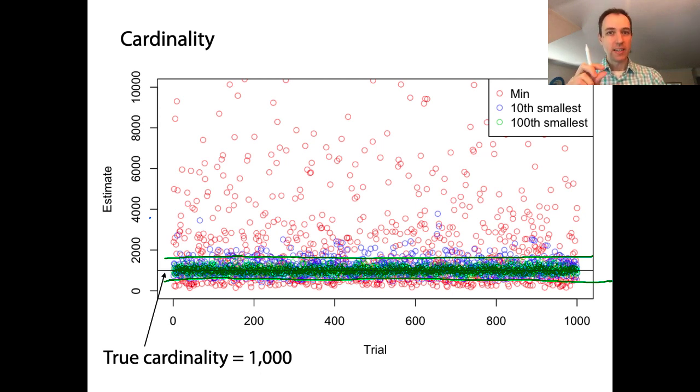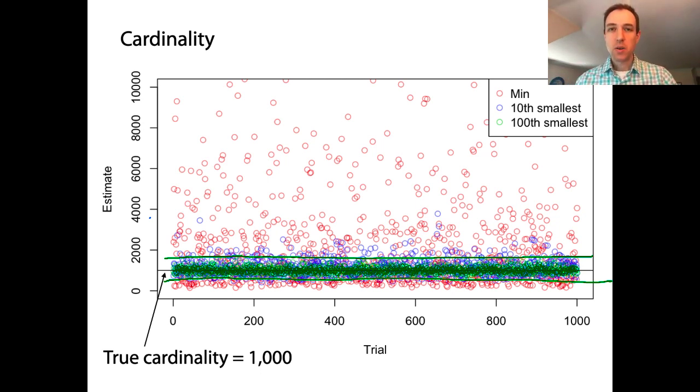However, in order to calculate the kth minimum, we do need all those other smaller minima, right? Because how do I know I'm the kth minimum if I don't know what the k minus 1 smaller ones than me are? So the process of calculating the kth minimum involves having calculated smaller minima than that.